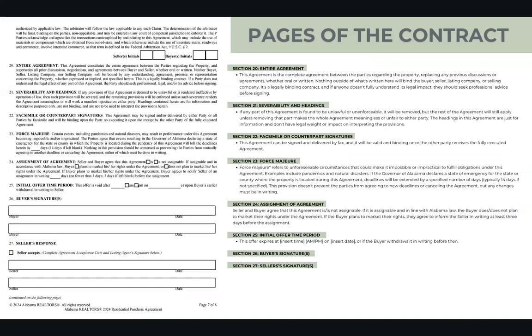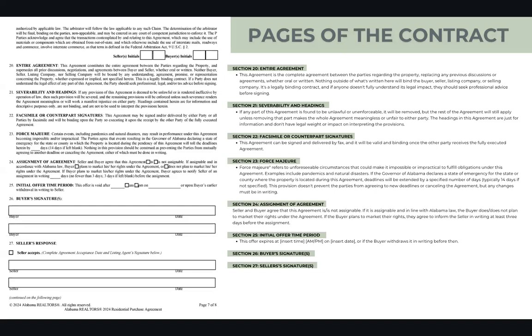Section 20. This agreement is the complete agreement between the parties regarding the property, replacing any previous agreements, whether they're oral or written. Nothing that is written outside of here will bind the buyer, seller, listing company, or selling company. An important thing to note here is why it's important to make sure the addendas are included and are signed properly, because if something is missing on the addenda or it hasn't officially been included, it is not applicable to the transaction.